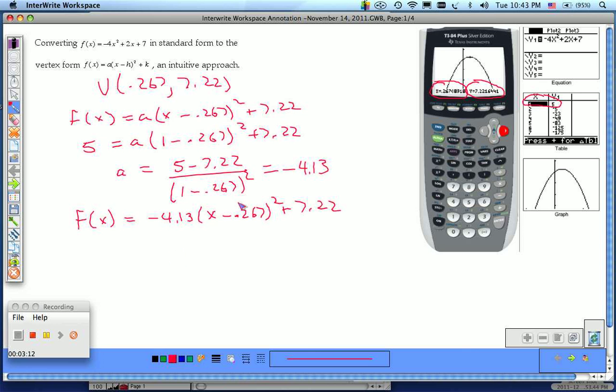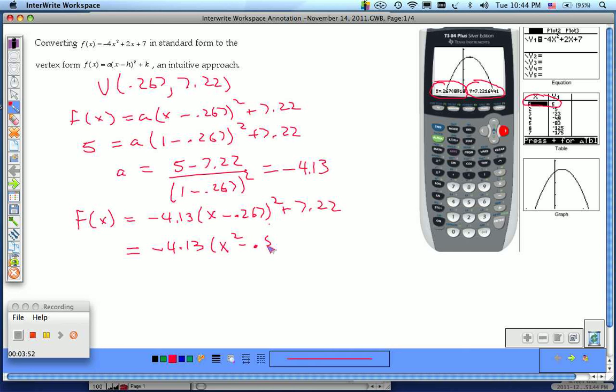Now, to check to make sure that this vertex form is somewhat aligned with our standard form, go ahead and expand this. And I'm going to give you the expanded version of this, and I'll take a couple of steps so as not to lose anybody. But let's first multiply this binomial x minus 0.267 by itself. So we get x squared minus 0.534x. Sorry about that, a little stray marking there.